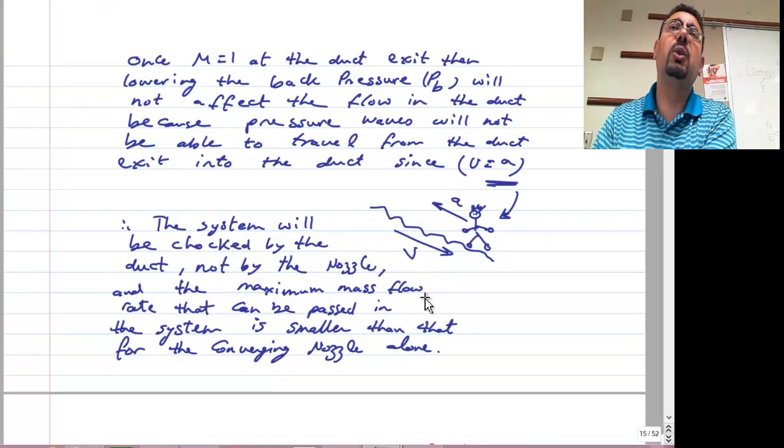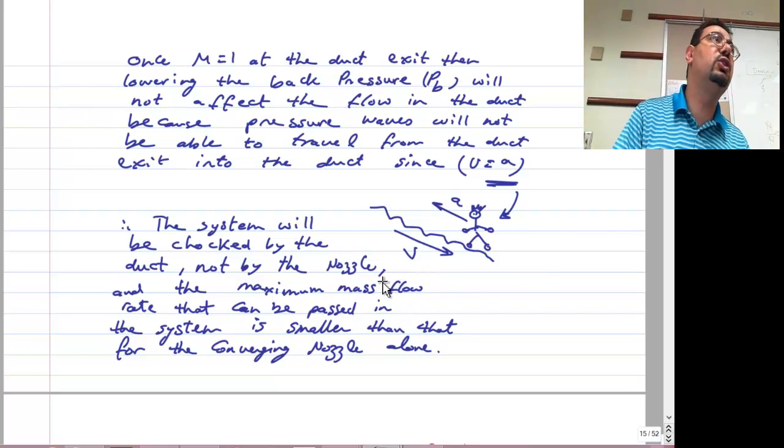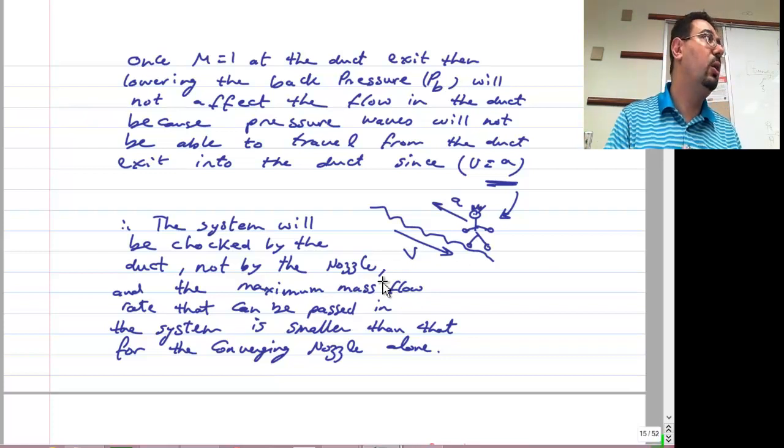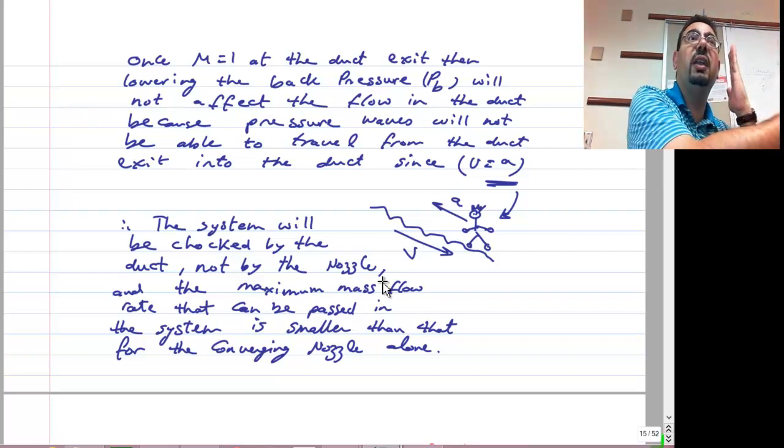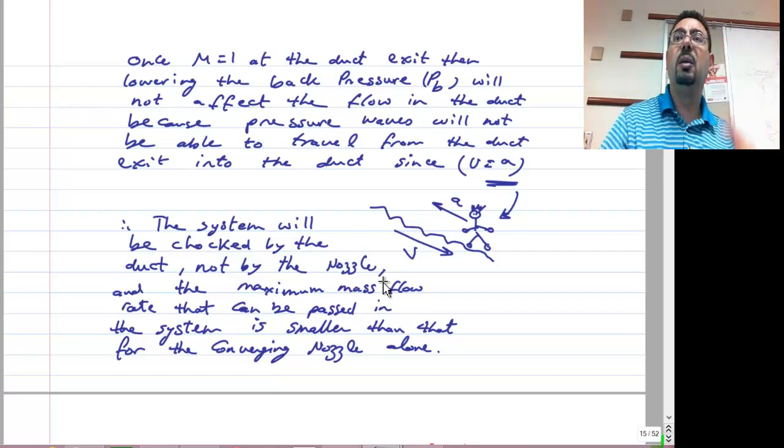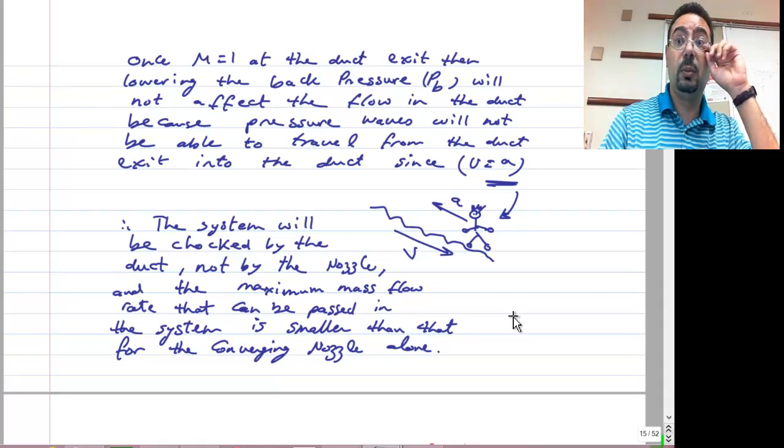And here basically I'm trying to explain why the duct cannot accelerate more than this. It's the same argument we had in the divergent-convergent nozzle, right? Once the exit reaches one, you cannot send an expansion fan inside to make it go faster. Because basically the expansion fan is moving at A and the velocity is coming at V, and they are the same, so they will never reach anywhere.